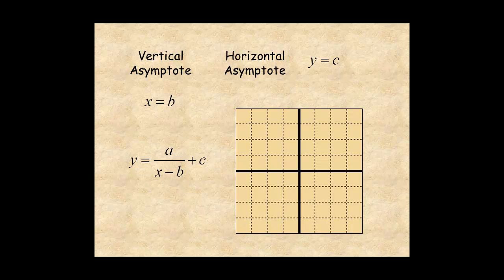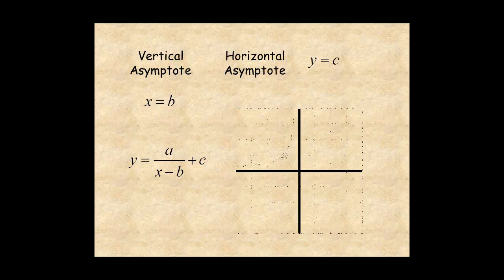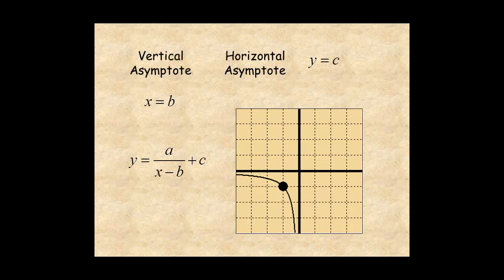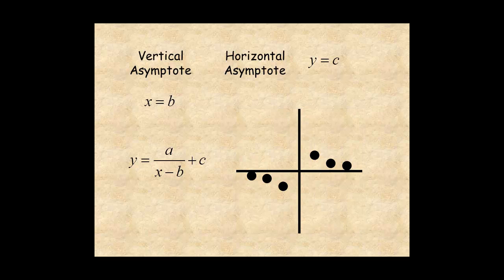Then calculate a point on the left side of the VA, and the left-hand branch of the function will either be above or below the HA. Once you have at least one point on either side of the VA, you can calculate one or two more points, and then sketch a graph of the function.